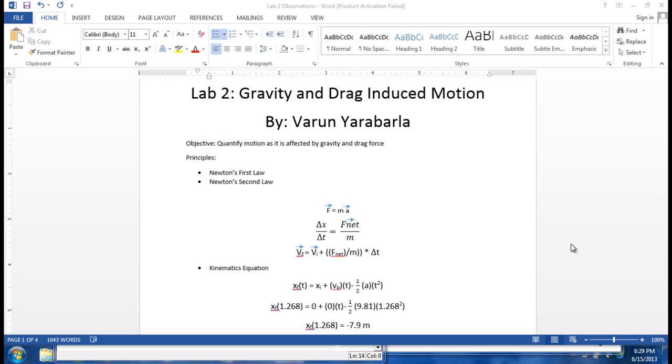This is my video report on Lab 2, Motion of a Falling Object, which is basically all about gravity and drag-induced motion. The point of this lab was to quantify motion of an object as it was affected by only gravity and then by gravity and drag force. Then, to understand how each case works through the application of Newton's second law of motion.